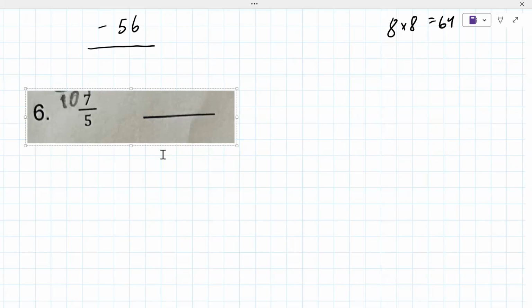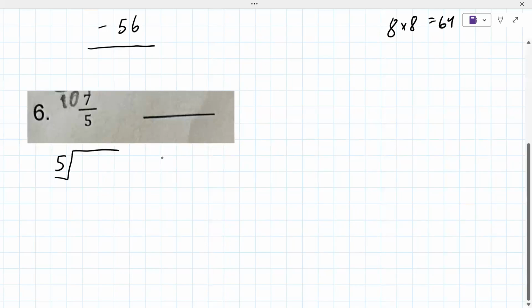Five is going to be 10. 5 times 10 is 50. Then times 20 is 14. So 0.14.